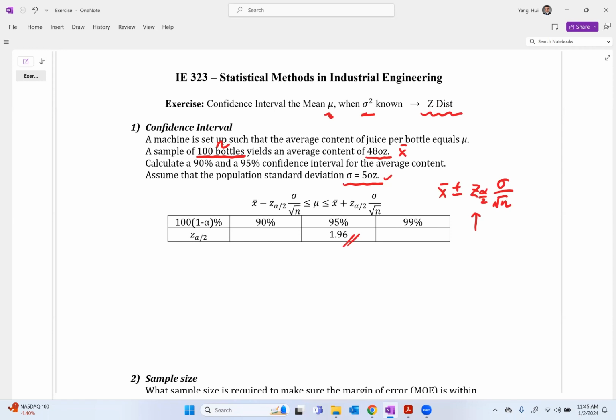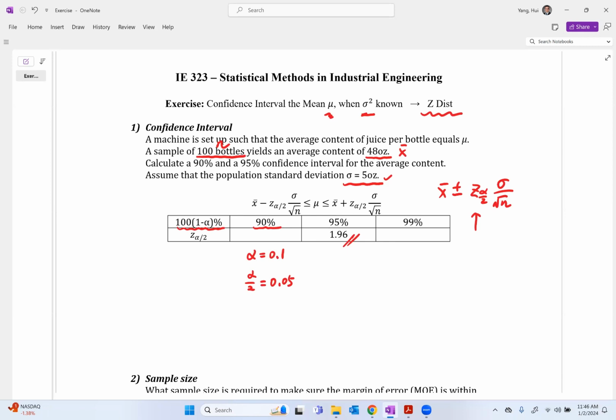If the confidence interval is 90%, meaning 1 minus alpha is 90%, then what is alpha? Alpha is 0.1 in this case, right? 1 minus 0.1 is 0.9, so we get 90%. Then alpha over 2 will equal 0.05.